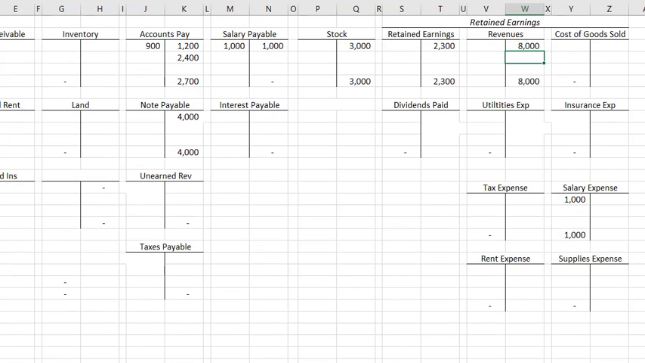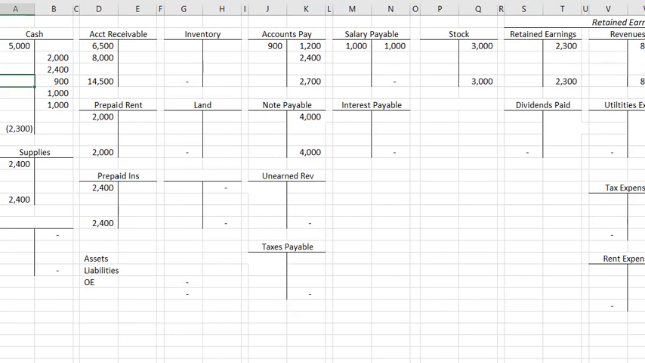That same amount, right? And collected some money from our customers. So we need to make our cash go up by a debit, $6,300. So that's a debit to cash, right? And a credit to accounts receivable, $6,300.